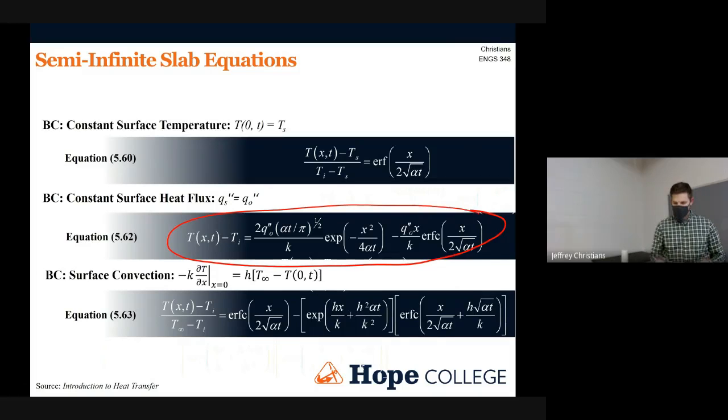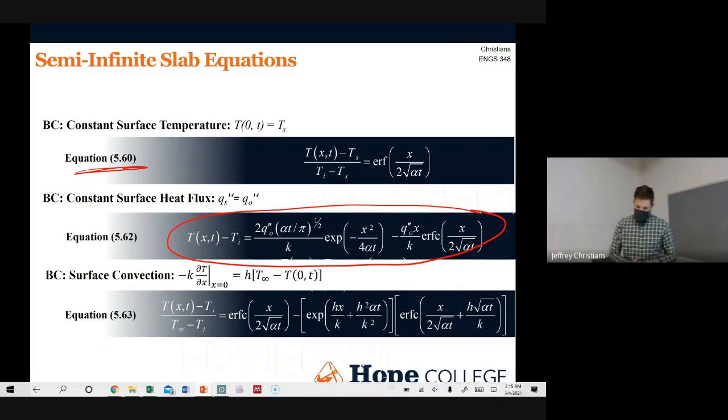Right, and just to note, these are all kind of together in chapter 5, which is where all of the stuff that we've been doing, the transient conduction stuff, is all chapter 5. Okay.